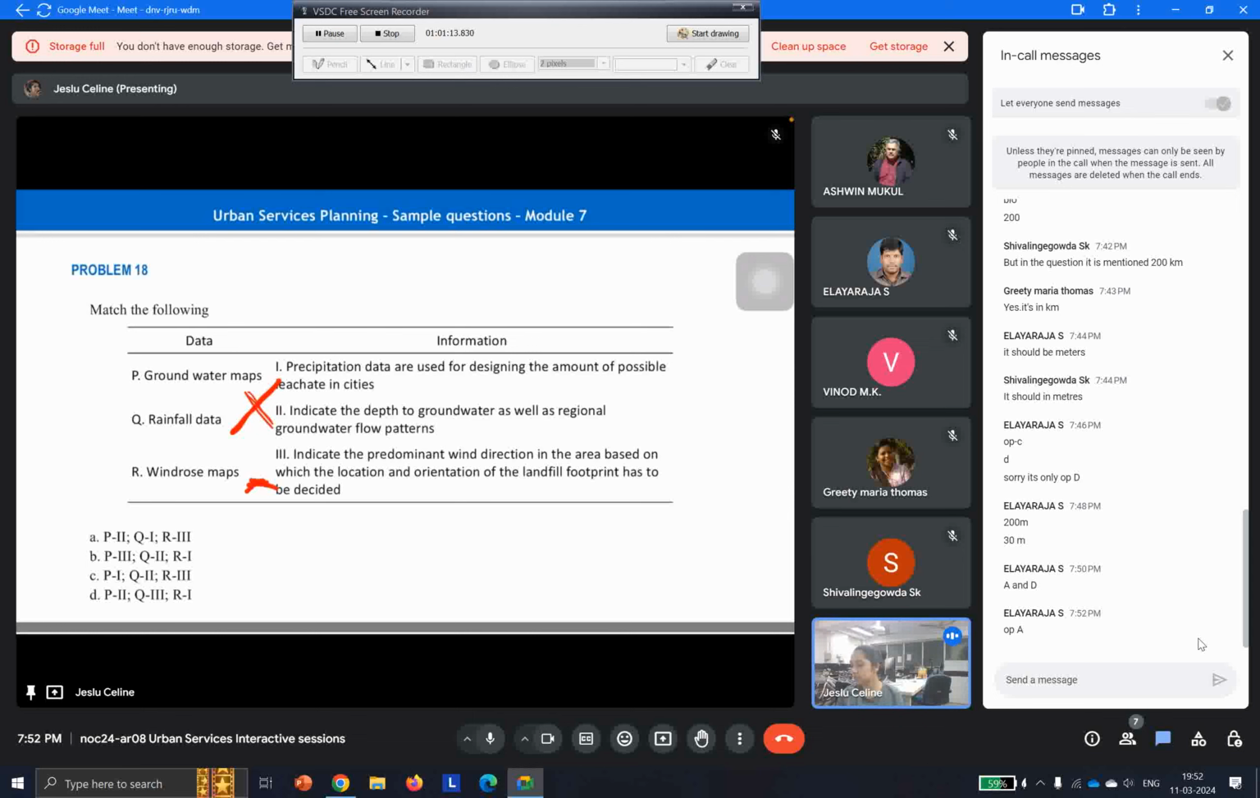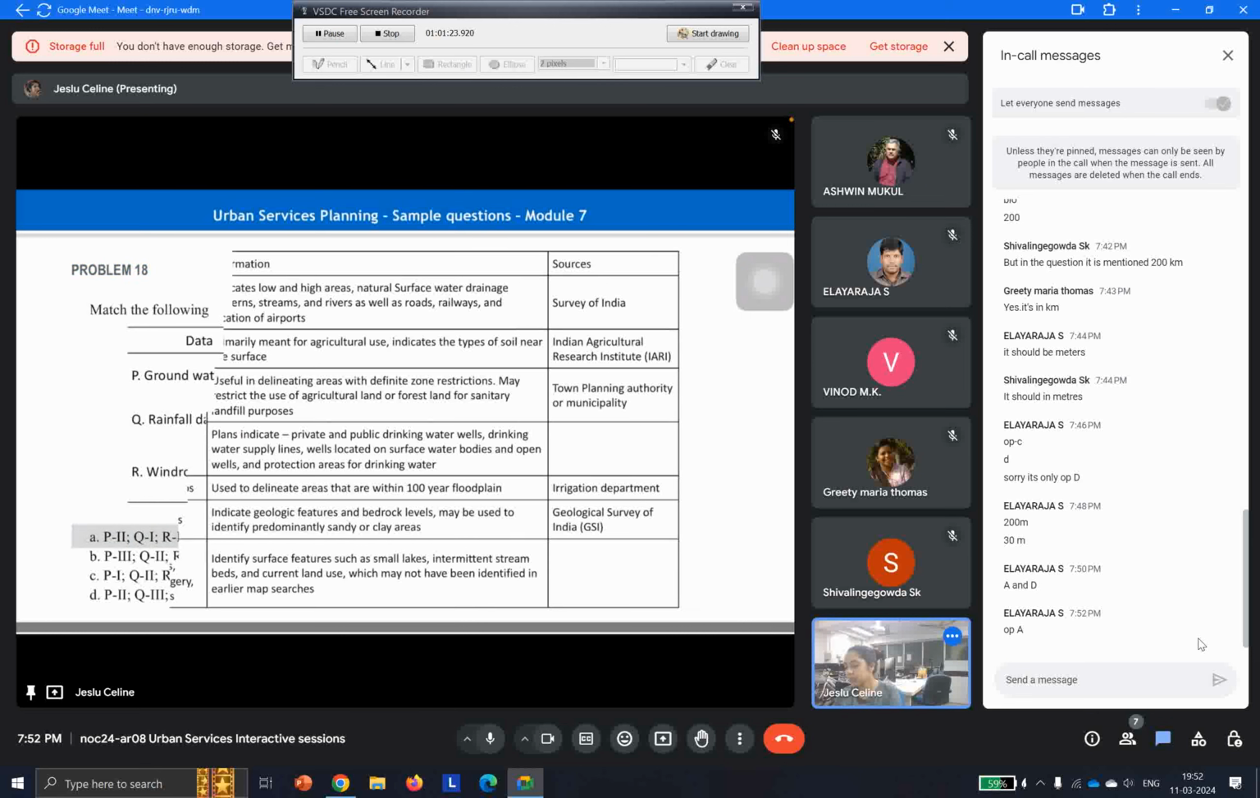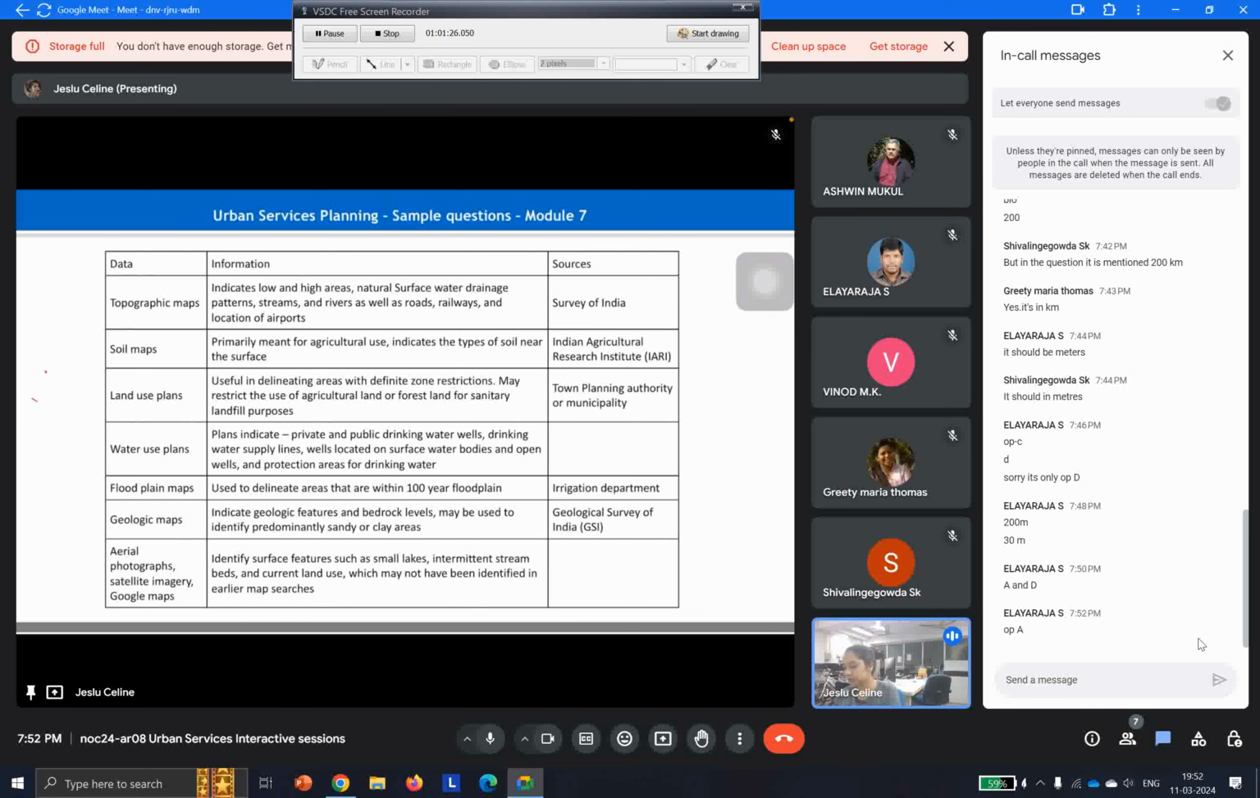So that is option A. Option A, correct. Yes, you have put it on the chat box. Very good. Yeah, option A. We've already discussed this, so I'm just proceeding.